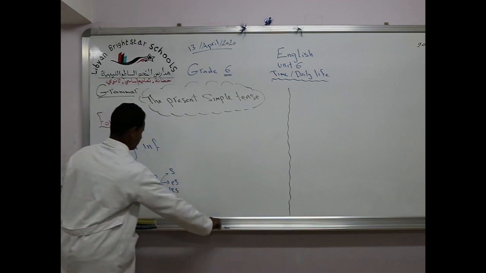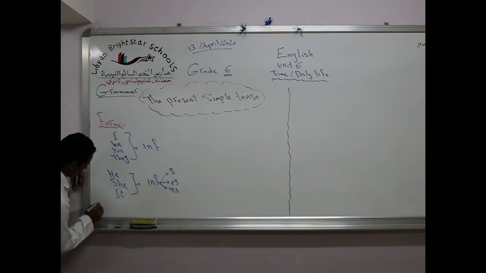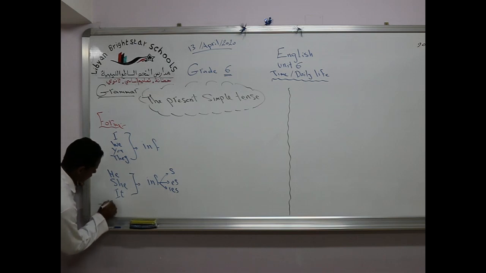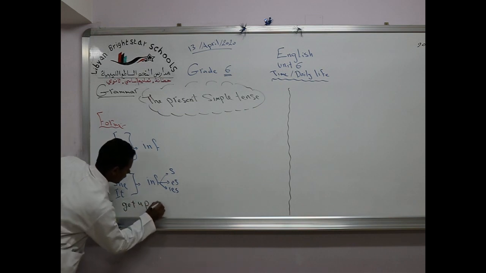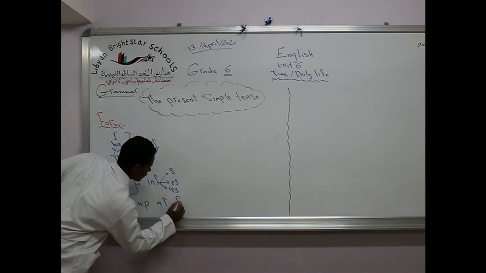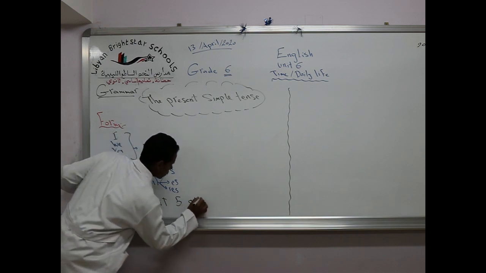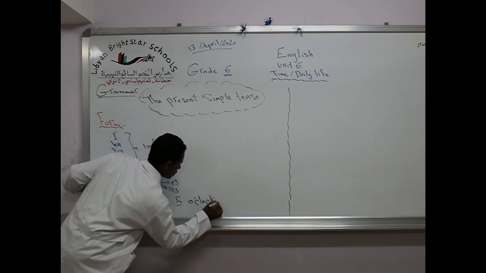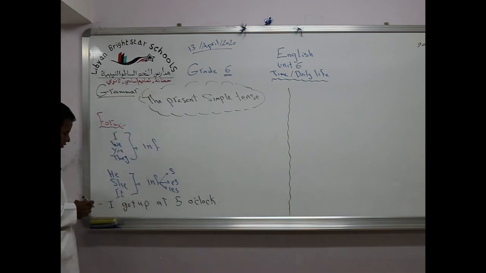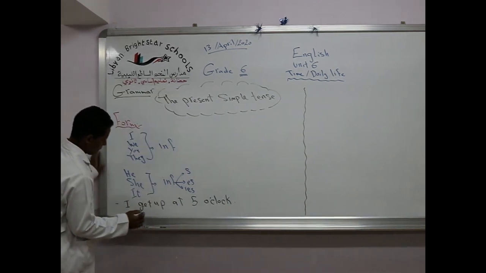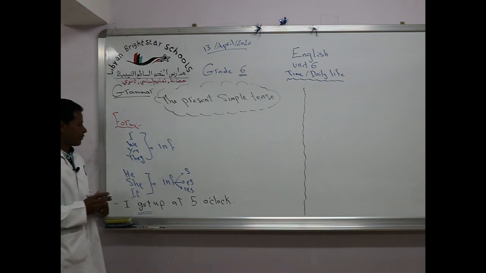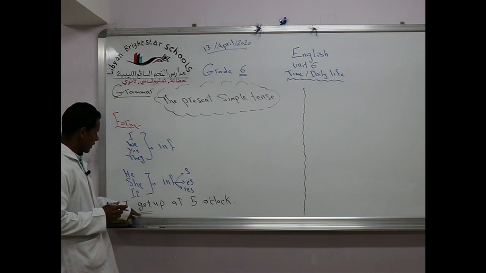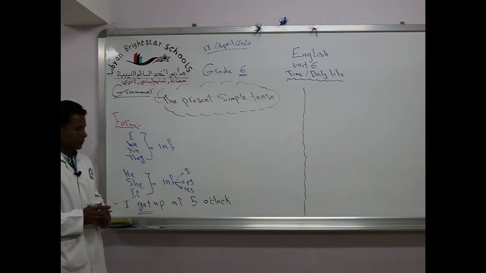For example, I get up at 5 o'clock every morning. Here we say get, because it is the infinitive of the verb without any addition.